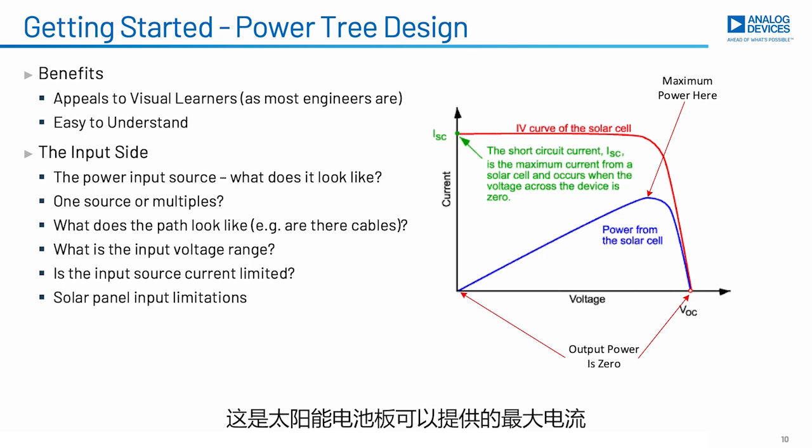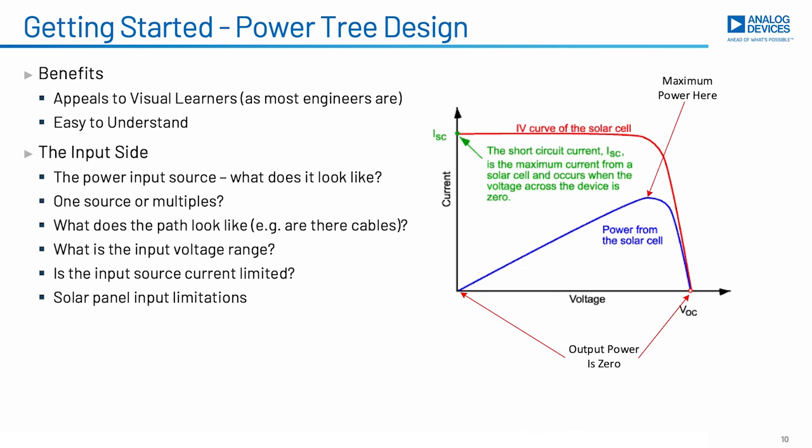That's the maximum current that the solar panel can deliver. But since there's no voltage across it because we've shorted it out, there's no power delivered. We're delivering current, but it's 0 volts. So then as the voltage is allowed to rise, eventually we get to this point down here in the lower right corner where we're drawing 0 current from the solar panel. And this is the maximum voltage point. So we have lots of voltage, but there's no current being drawn. And so again, the power delivered by the solar panel is 0.